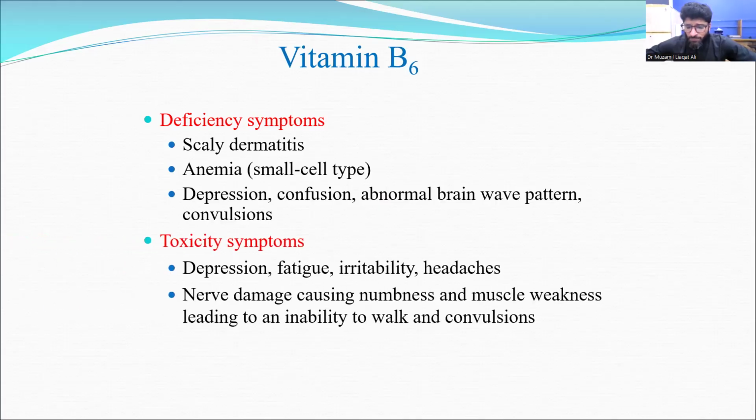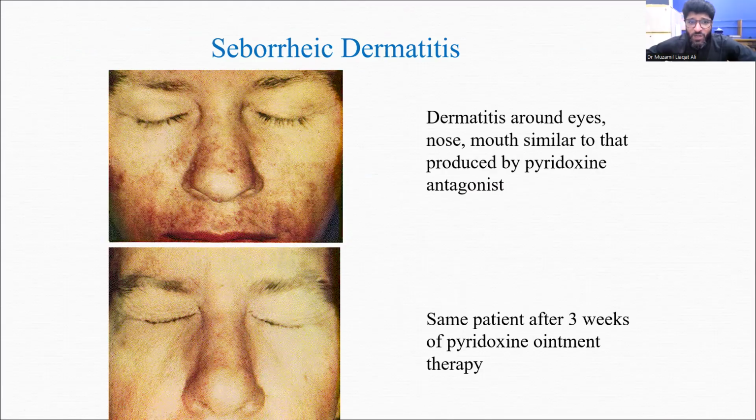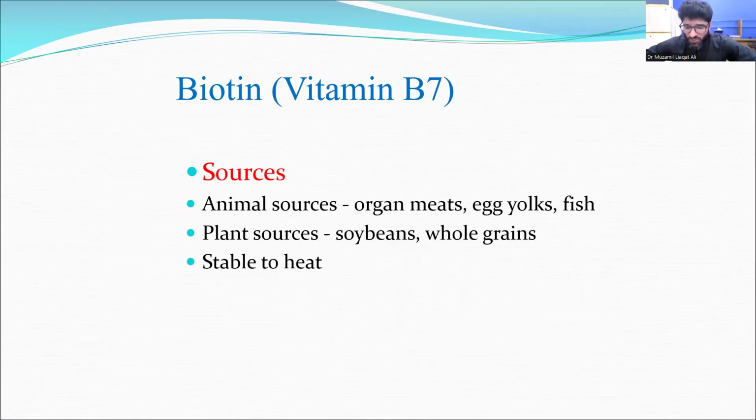What about the toxicity related to vitamin B6? Excess intake can cause sensory neuropathy, right? So even water-soluble vitamins are not completely risk-free. And the toxicity symptoms may include depression, fatigue, irritability, headaches, nerve damage, and may cause numbness and muscle weakness, leading to an inability to walk, and convulsions and skin lesions are pretty common in case of vitamin B6 toxicity.